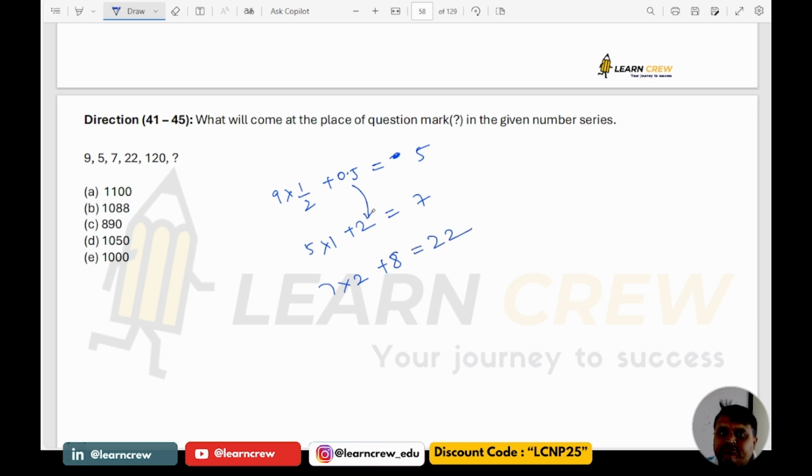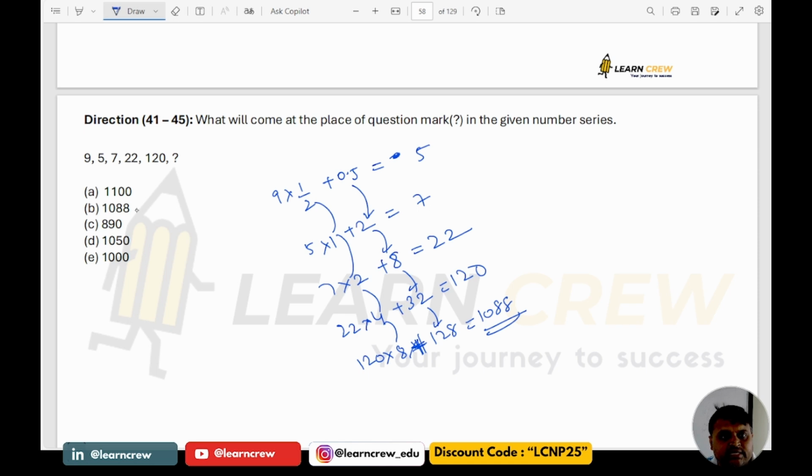So it is becoming 4 times. It is becoming double. So now 22 into 4, 88 plus 32. Am I correct? 22 into 4, 88 plus 32 is 120. Now finally it has to be 120 into 8, 960. 960 plus 128, which is 1088. 1088 is the answer.